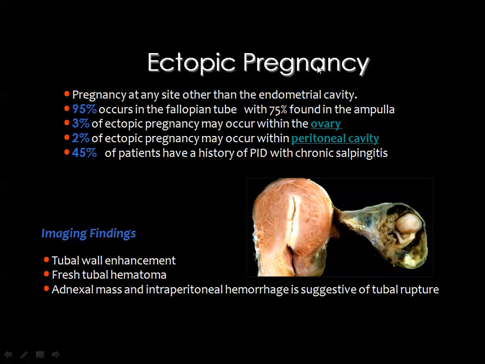in this ectopic pregnancy. Then the imaging findings, ectopic pregnancy is usually diagnosed by ultrasound, but if you have a CT or MRI, you can see that the wall of the tube is thickened and enhanced, and you see fresh blood within the fallopian tube, and you may see an adnexal mass and sometimes intraperitoneal bleeding, meaning that this pregnancy has been ruptured.